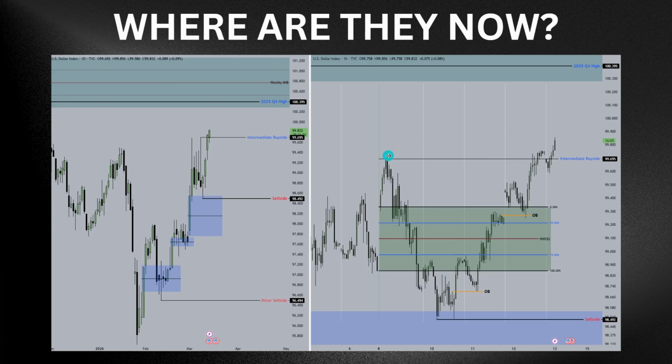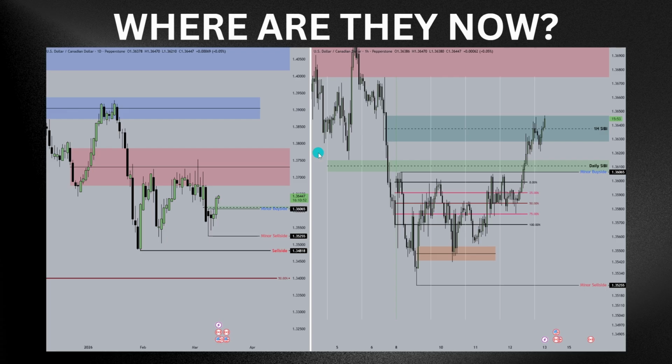But like I said, with yields going higher and not meeting their objective yet, that could push the dollar even further up, as we still do have this objective up here. But I would be watching the event horizon of the midpoint of these two liquidities to see if we can get above that. And then the USD CAD pair, where was this?